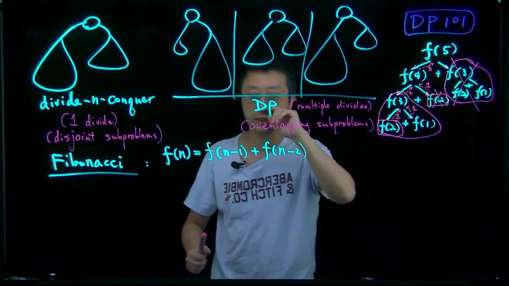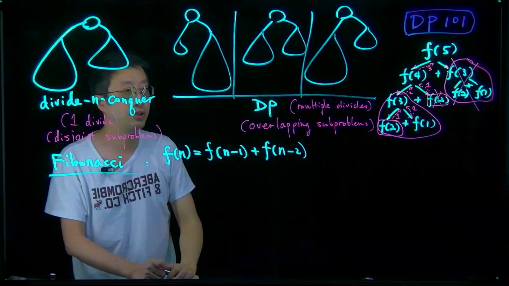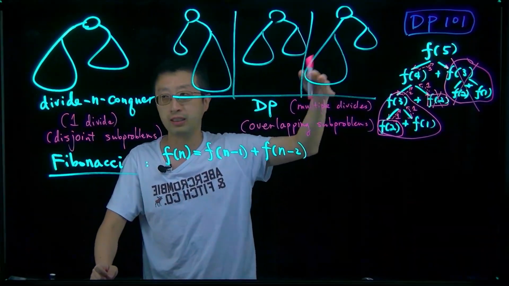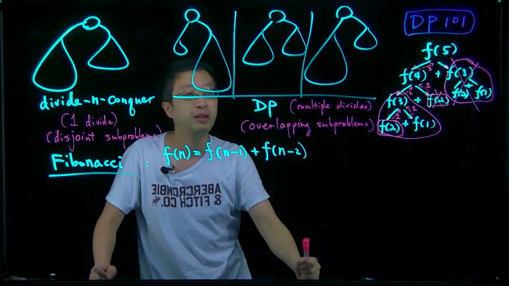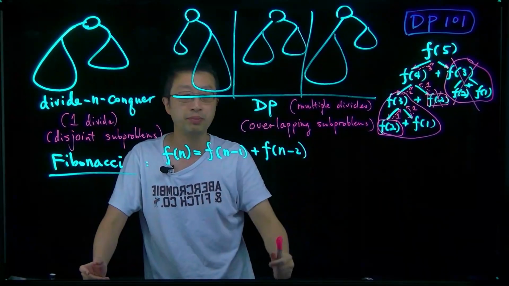And that's why it's really, really slow, because a lot of the same questions repeat, like F2, F3, F4, F5. And you can imagine if you go to, say, 100, how many repeated calculations there are, right? So there's a lot of repetition.